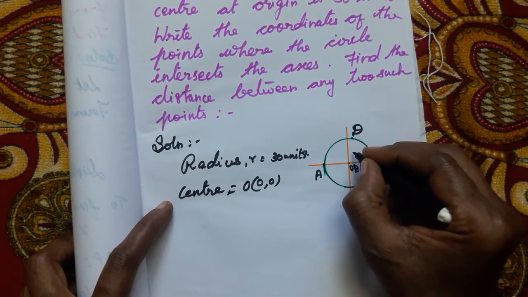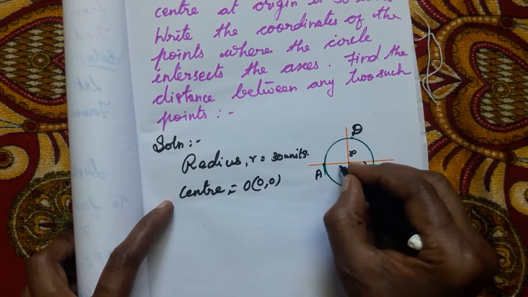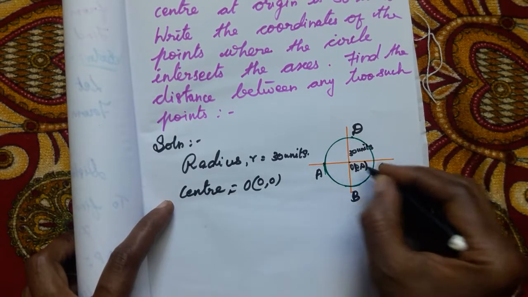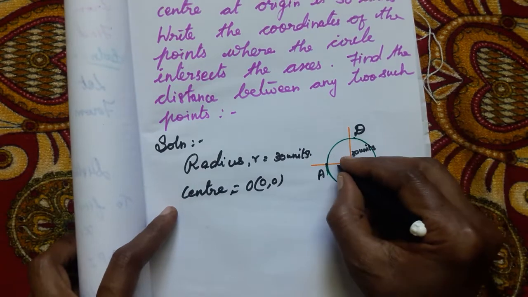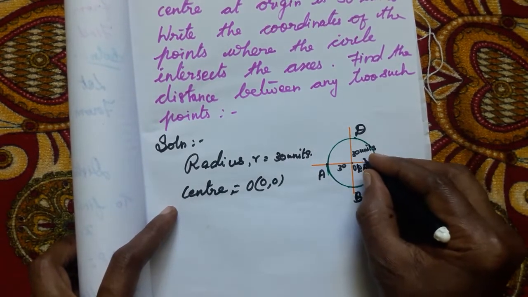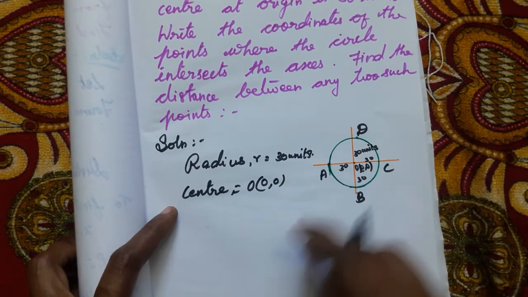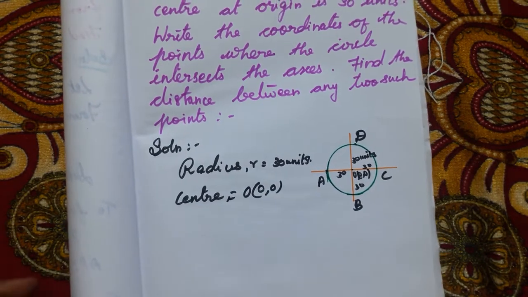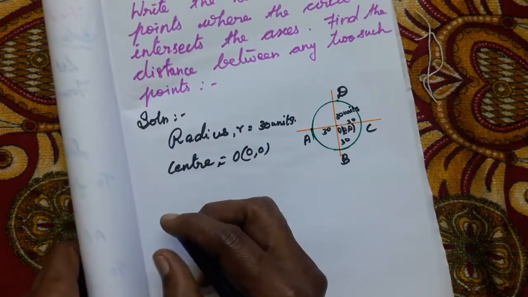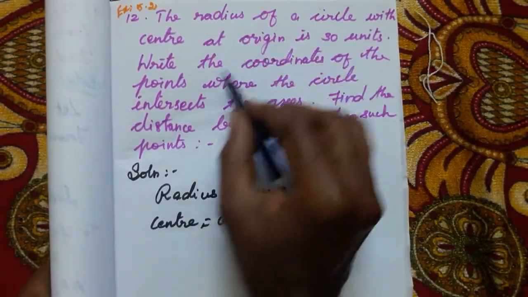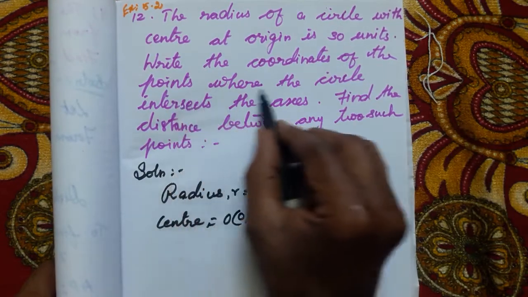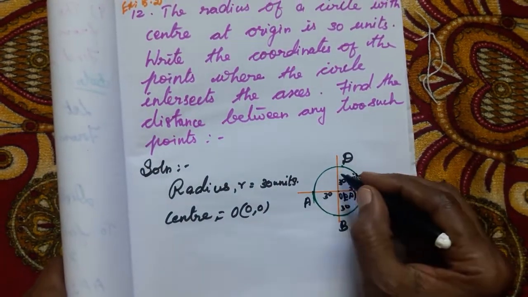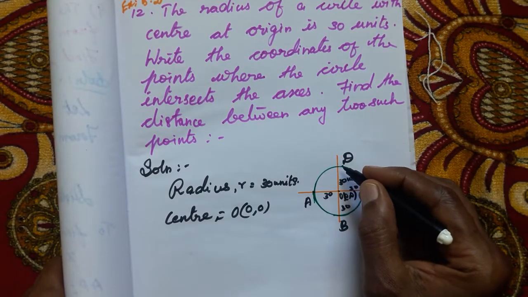So, OD is equal to 30. Here also 30 units. This also 30 units. Everything 30 units. Next, what are the points A, B, C, D? We want to find out. The question is write the coordinates of the points where the circle intersects the axis. Listen, OD distance is 30 units.